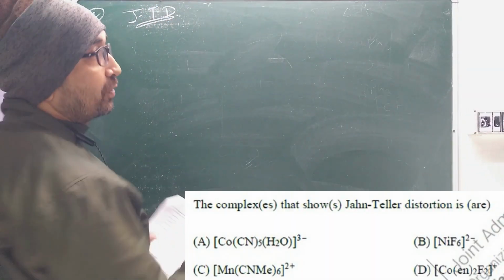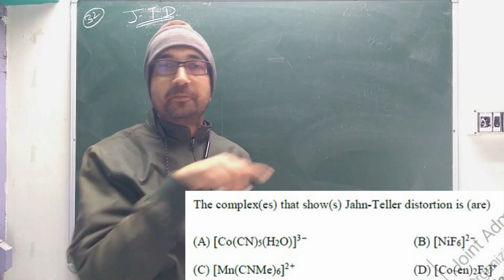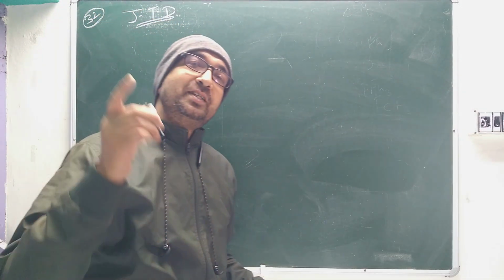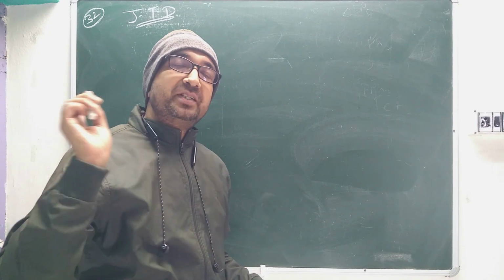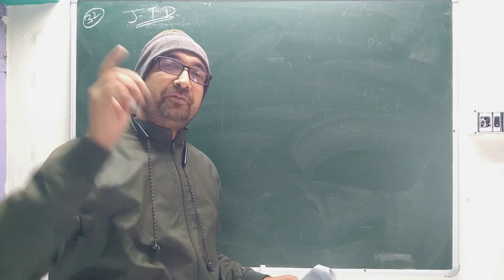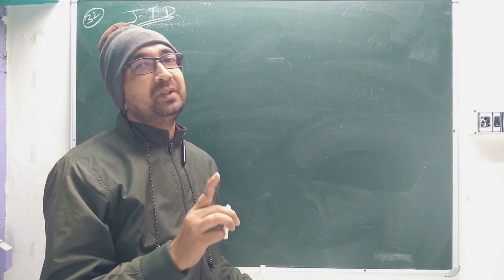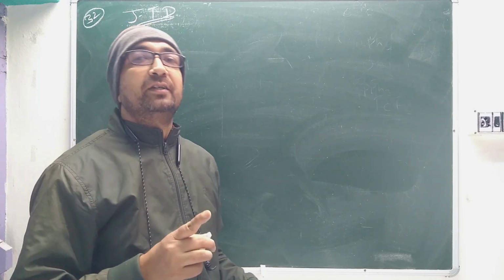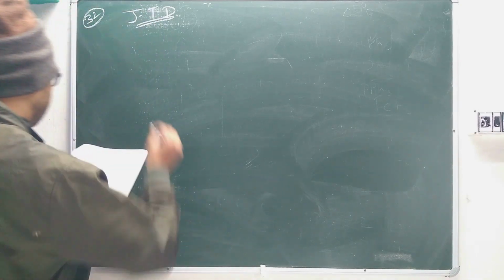So now we have to draw these complexes one by one and see whether there is a Jahn-Teller distortion or not. Just repeat along with me. What is Jahn-Teller distortion? If any unsymmetrical form comes, whether in T2G or EG, if it is unsymmetrical, then Jahn-Teller distortion will be there, right? So we'll see one by one.